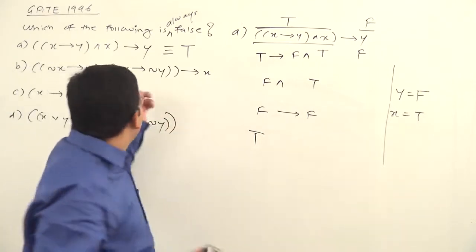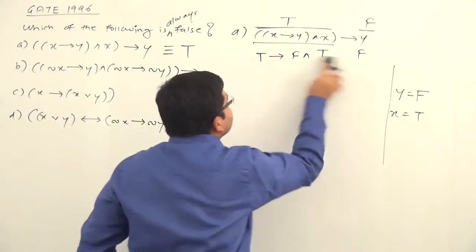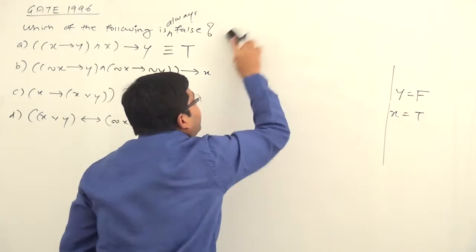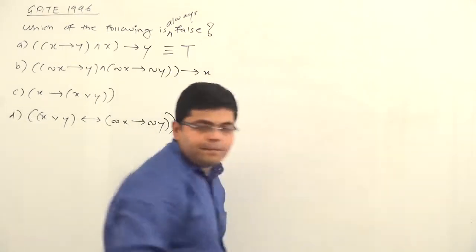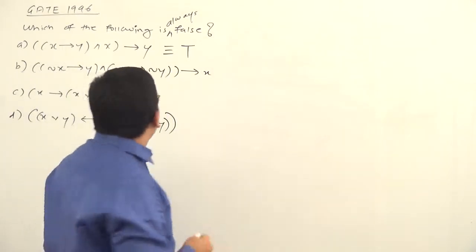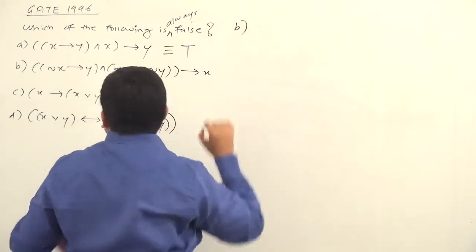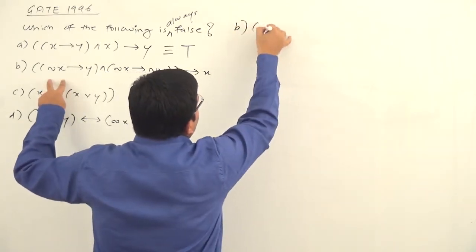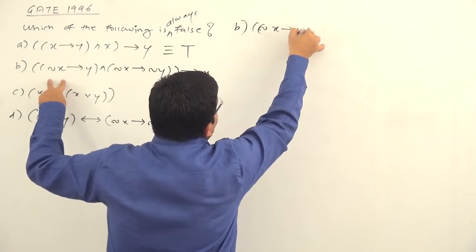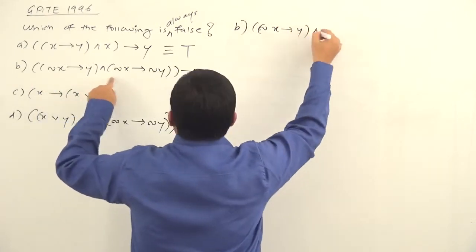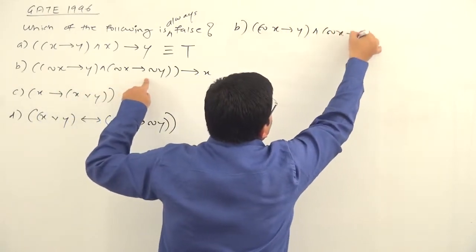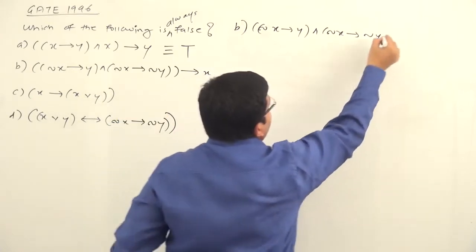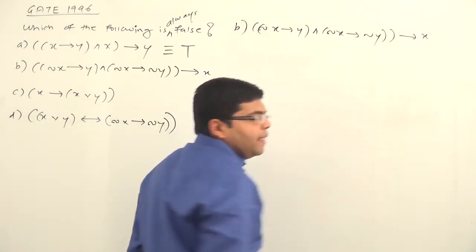Similarly, let us try to evaluate the second option. Option B. So first we will solve option B. Now what is option B? Negation x implies y and negation x implies negation y implies x.